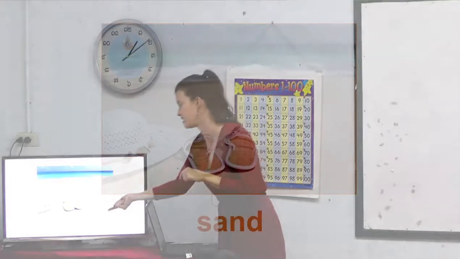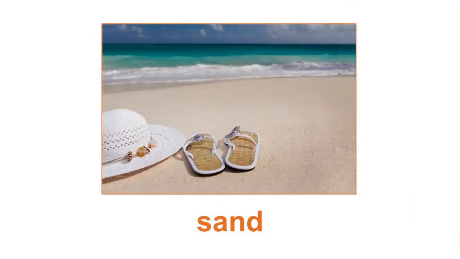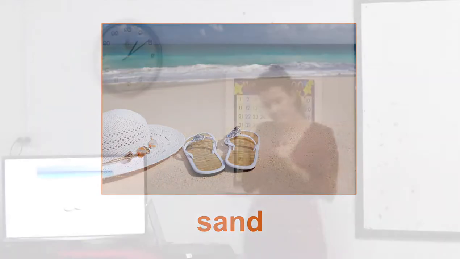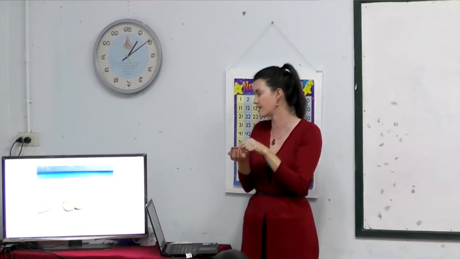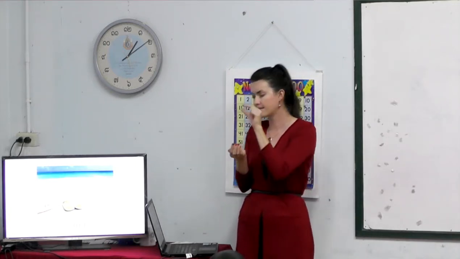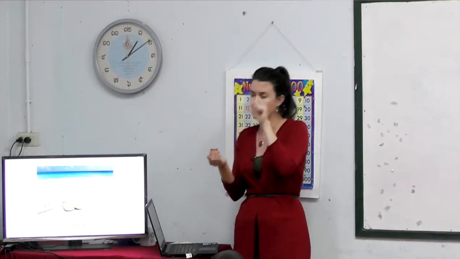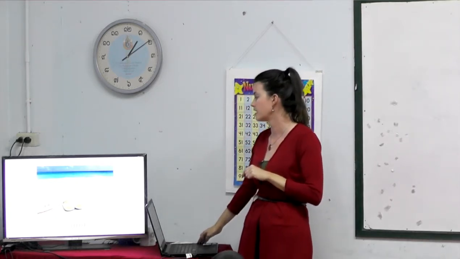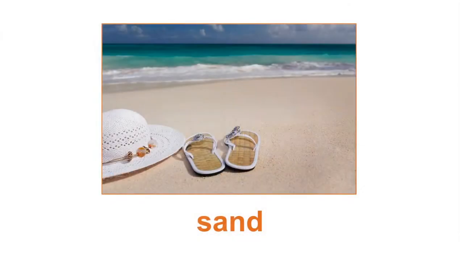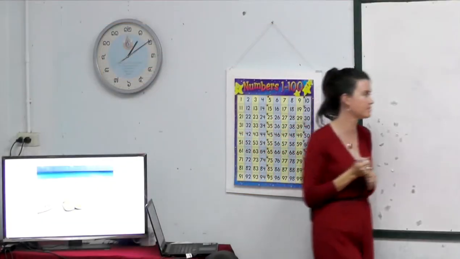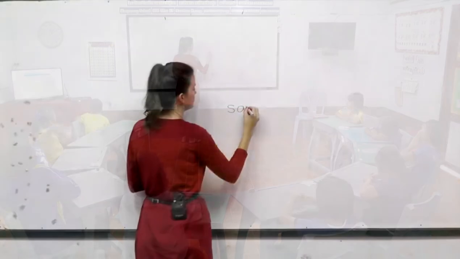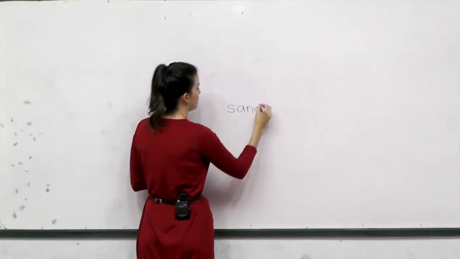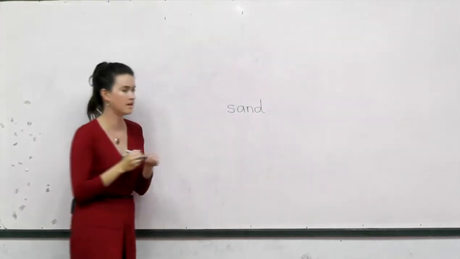Just like in sand, if we picked up some of that sand from the beach and looked at it very closely, we could see all the tiny pieces that are in that sand. They're very small, but we could still see them. So that's sand. Everybody say sand. Sand. Good job. Can you help me spell sand? S-A-N-D. Great job.